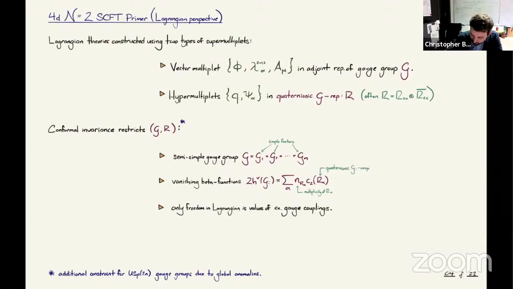So the dual Coxeter number of each semi-simple factor has to be equal to some combination of indices of the representations that are appearing. And that's it, except for gauge couplings. If one is a more creative quantum field theorist, there are other things that you can do. You can introduce mass parameters and things that will make your theory more interesting. But I like conformal field theories, and in a conformal field theory, the Lagrangian is completely fixed by the requirement of superconformal invariance up to the value of complex gauge couplings. So there's a complex coupling for each simple factor in the gauge group, and that's all I get to choose.